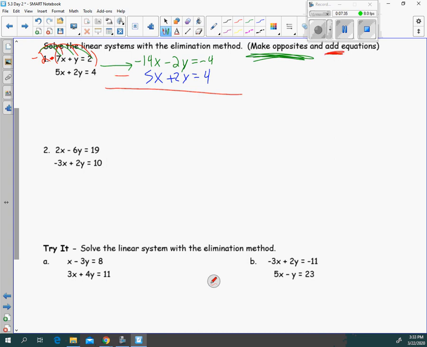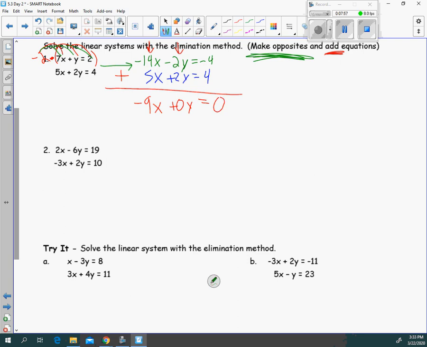So I'm going to add them up. And remember, I just add the columns down. So negative 14 plus 5 is, of course, negative 9x. Negative 2y plus 2y. This is what I wanted to do. I wanted that 0y, and now I got it. And then equals negative 4 plus 4 is 0.